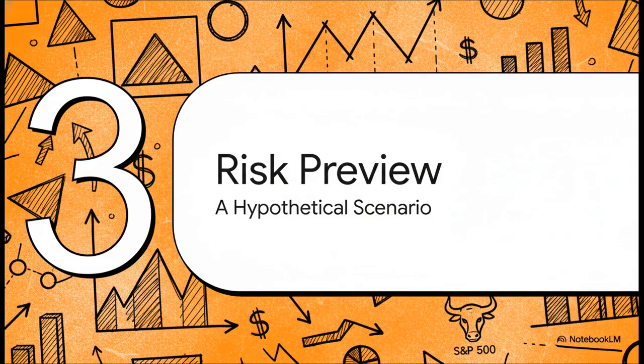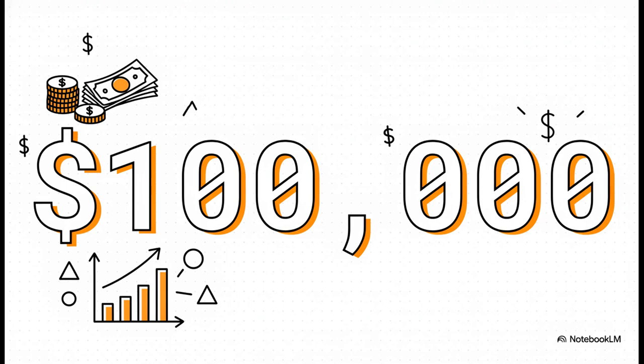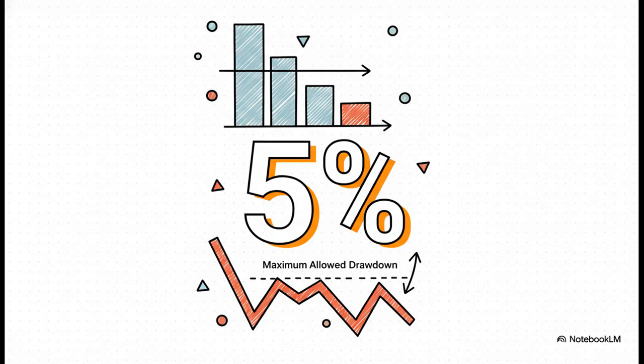Next up, let's talk about the risk parameters. Now, these are all based on a hypothetical scenario that's laid out right in the source documentation for us. So for this scenario, they start with a hypothetical capital base of $100,000. This number is really the foundation for all the risk calculations that come next. And here's a key constraint they've set. The maximum allowed drawdown on this capital is 5%. That means from its highest point, the total loss can't go beyond that 5% mark.